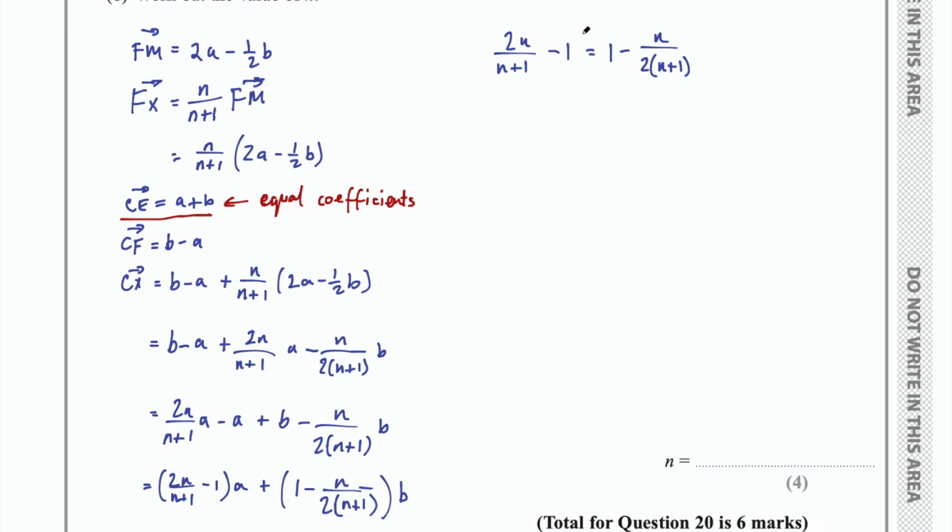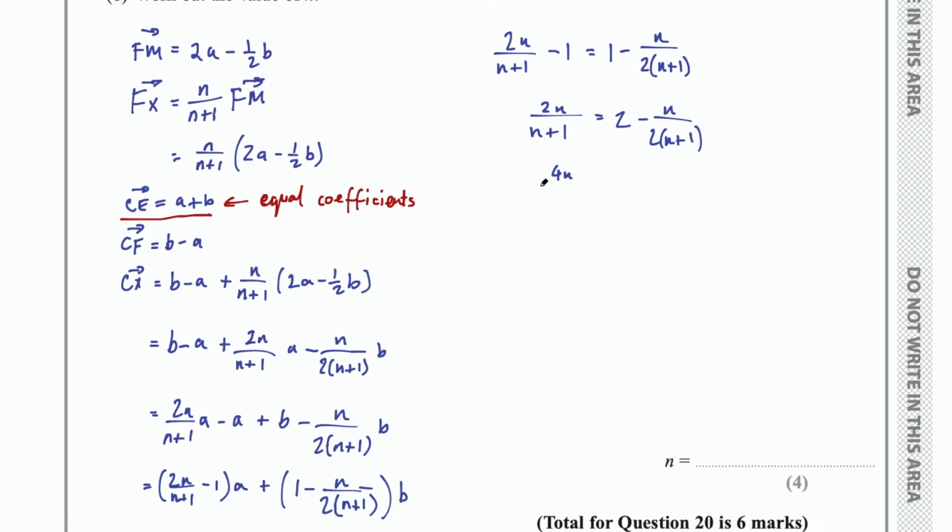From here, there's a number of things you could do. It's hard to say which is the simplest or the fastest way to do it. I would probably start by adding that 1 to the right hand side. So this is then 2n over n plus 1 equal to 2 take n over 2 times n plus 1. With this expression, what makes it difficult is this 2 here. You can't really do anything with that 2. It's hard to solve for n with that 2 there. So you can do something a little bit tricky here. You can multiply everything by 2 to get rid of this 2 down here.